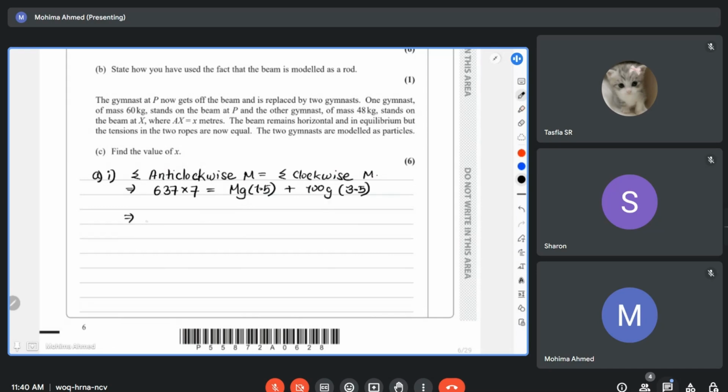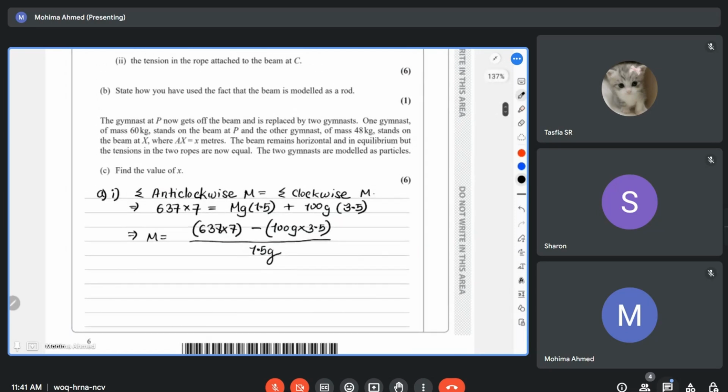So finally, you can write this m as 637 multiplied with 7 minus 100g multiplied with 3.5, and finally dividing it with 1.5g. Right, so please calculate this and tell me the value for it. What is the value for the mass of the gymnast?